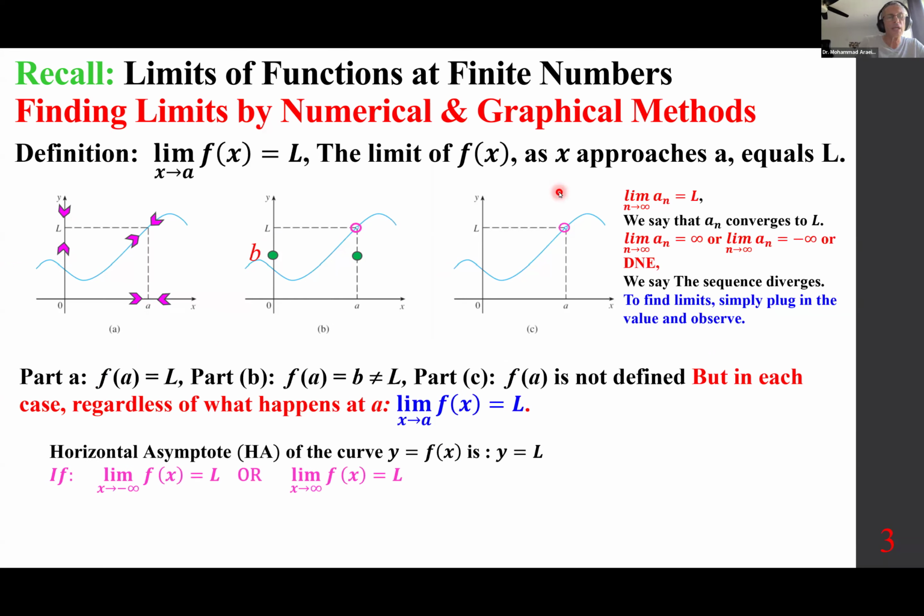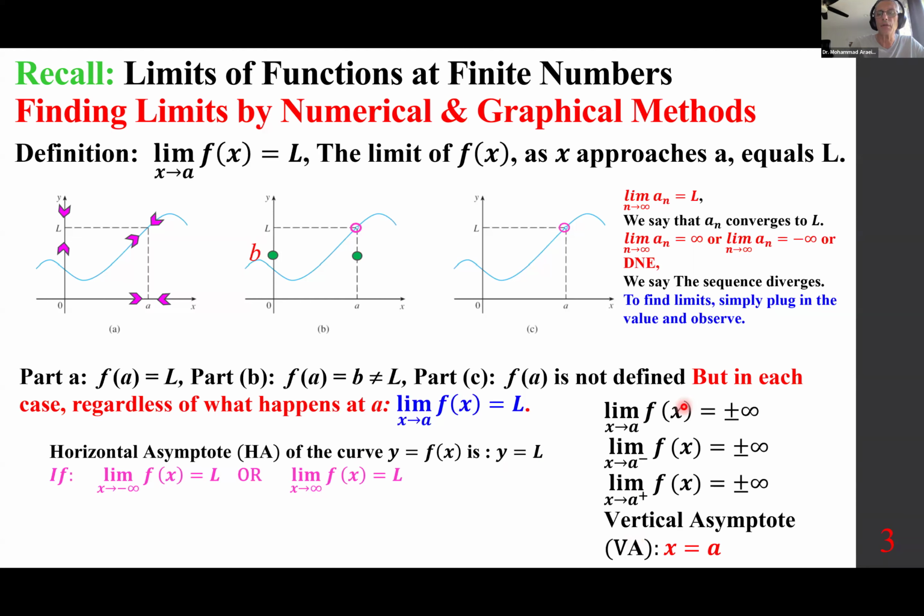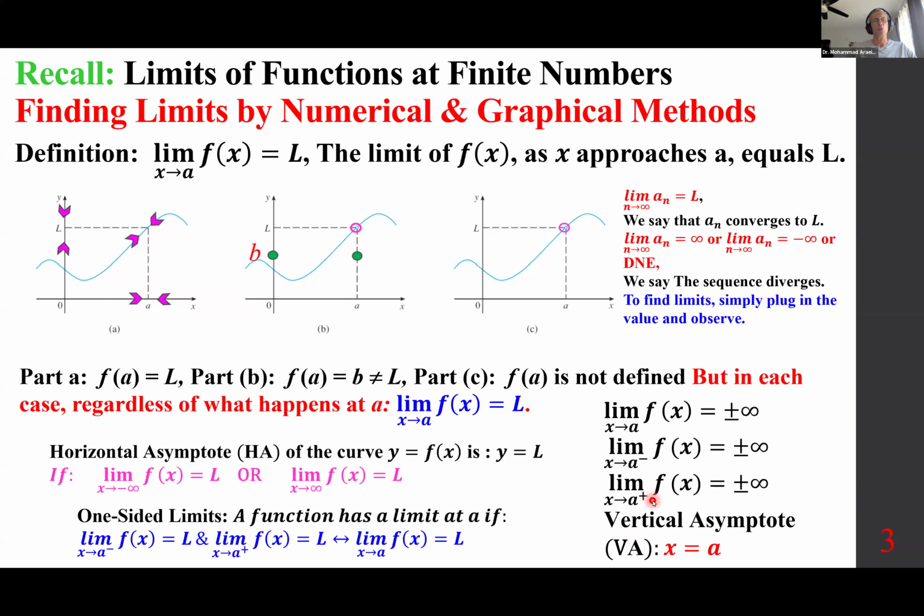Horizontal asymptote, or HA: the limit of f of x as x approaches negative or positive infinity is L, gives rise to the equation of a horizontal asymptote y equals L. Vertical asymptote, VA for short: the limit of f of x as x approaches a, or a from the left or right, is either negative or positive infinity. One-sided limits. A function has a limit at a if the limit of f of x as x approaches a from the left or right is L, which means the limits on each side must be identical.